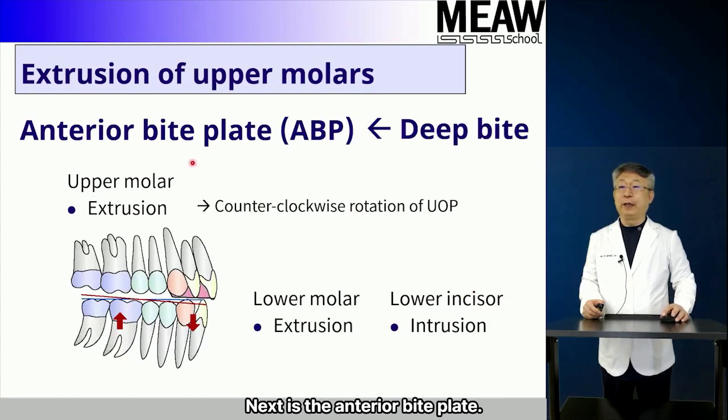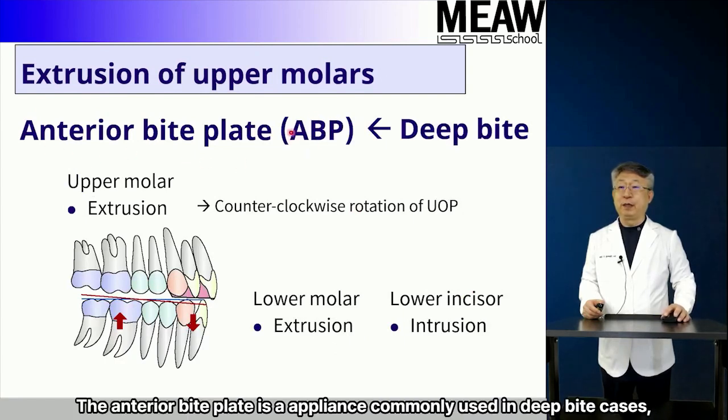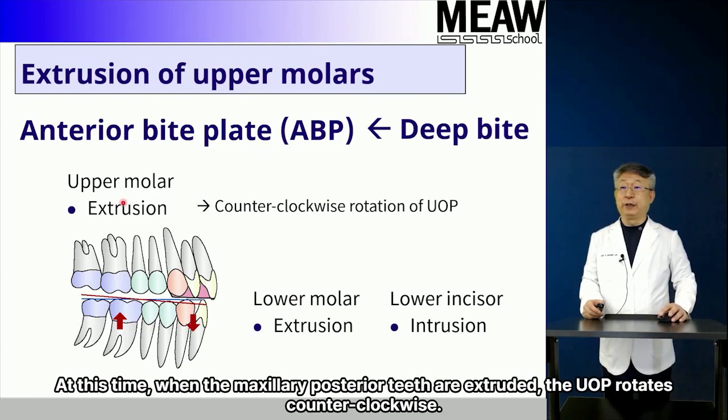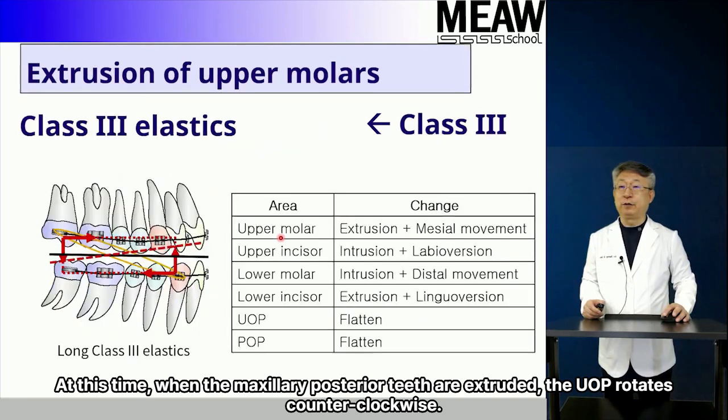Next is the anterior bite plate. The anterior bite plate is an appliance commonly used in deep bite cases and has the characteristic that the upper and lower posterior teeth are extruded as the mandibular anterior teeth come into contact with the maxillary appliance. At this time, when the maxillary posterior teeth are extruded, the UOP rotates counterclockwise.